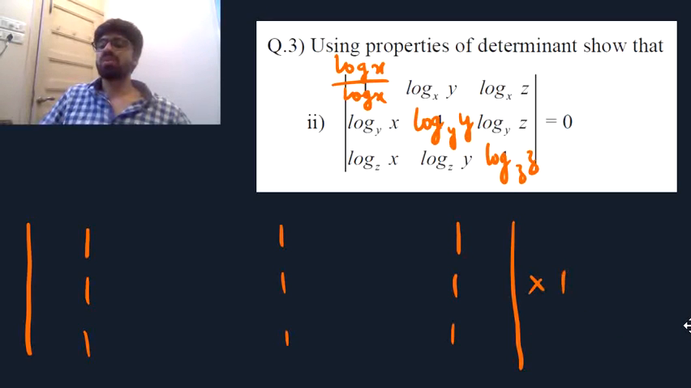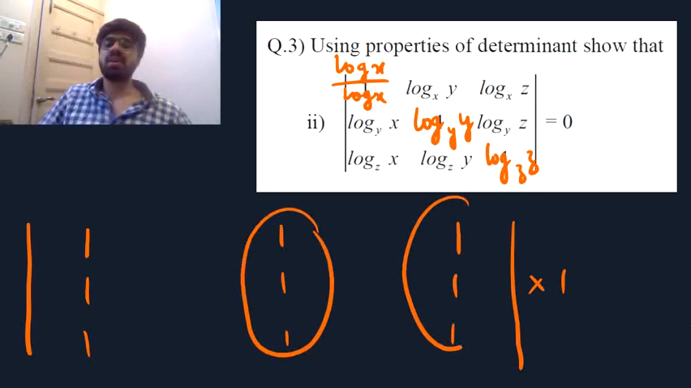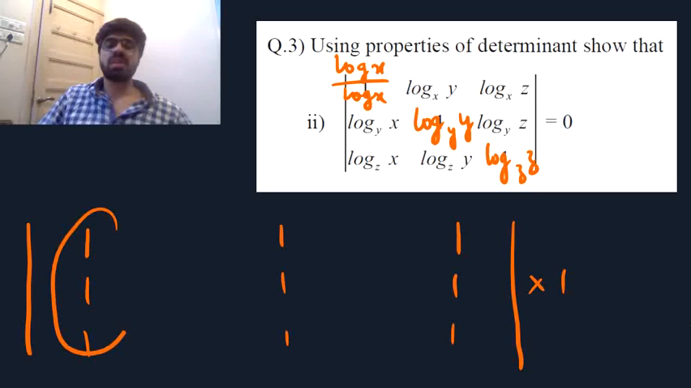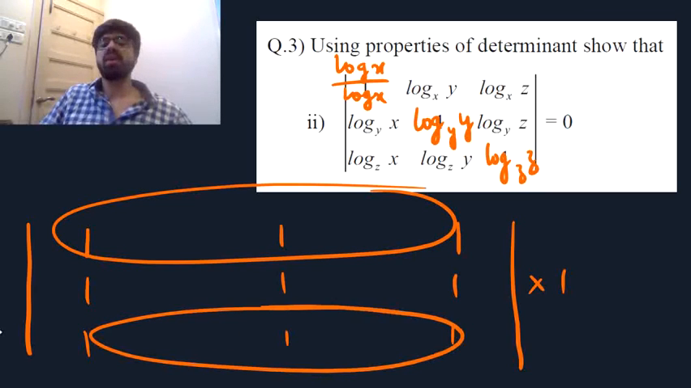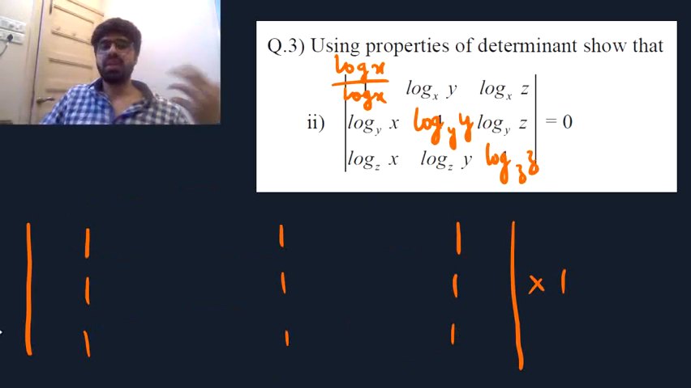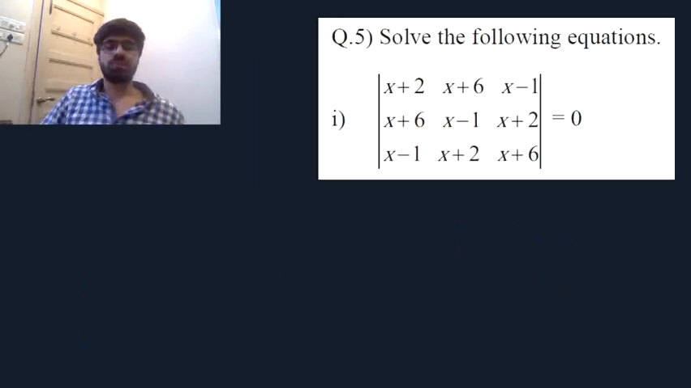Now whatever you have outside does not make much of a difference, because if you check this determinant, C2 and C3 are identical, or you can say C1 and C2 are identical, or you can say R1 and R3 are identical. In short, if any two rows or any two columns are identical, the determinant value will be 0. So this determinant value will be 0. So the answer is 0 into 1, which is equal to 0. Yeah, that's how we are answering the second part of our third question.